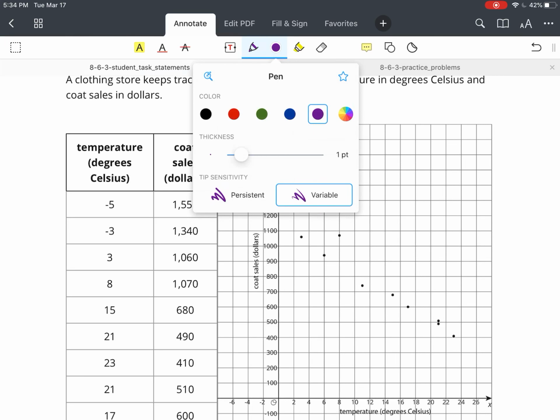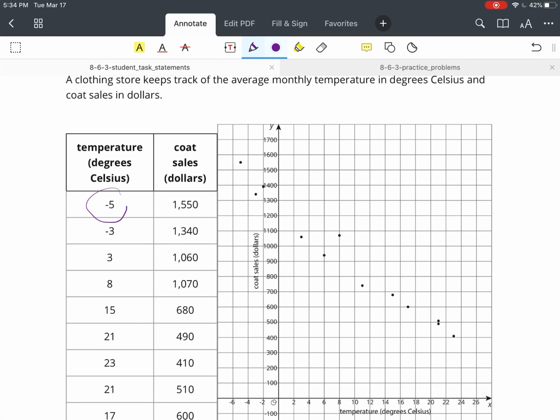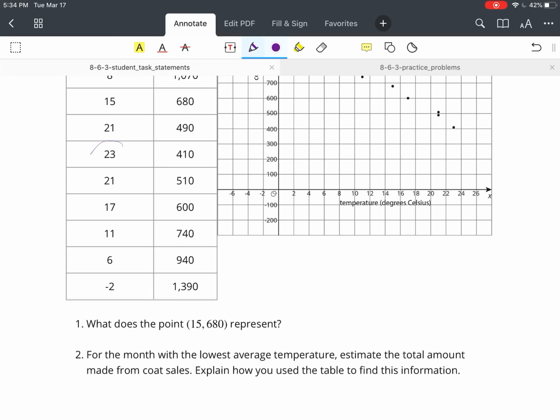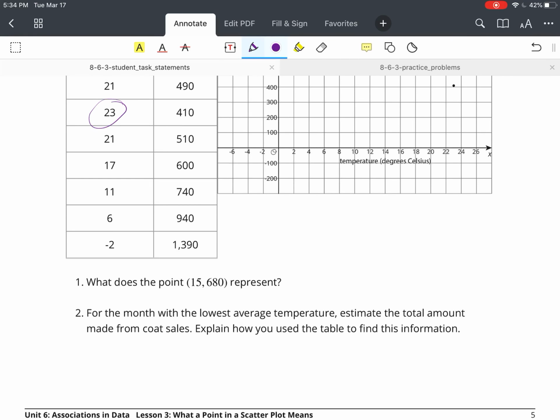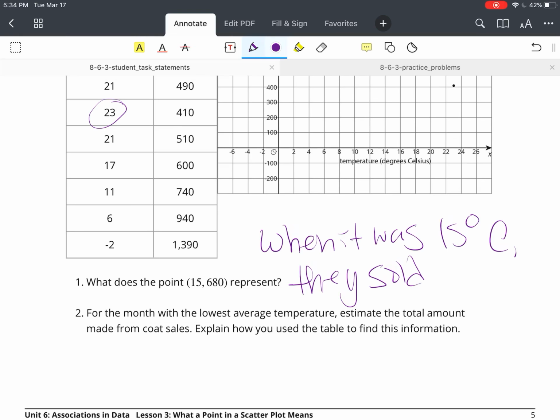So just to give you a heads up, this is something you should have picked up last year. Negative degrees means it's cold. Positive degrees means it can be hot, okay? So what does a point 15, 680 represent? Well, when it was 15 degrees Celsius, they sold $680 worth of coats.